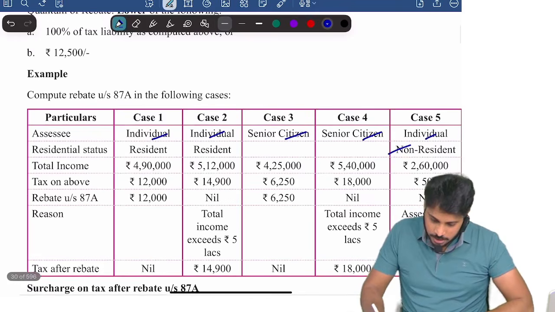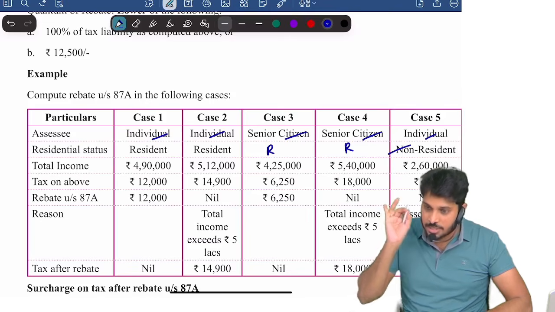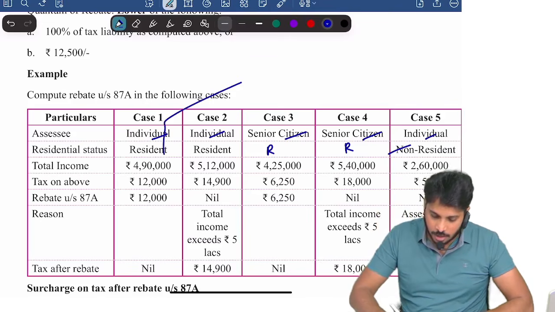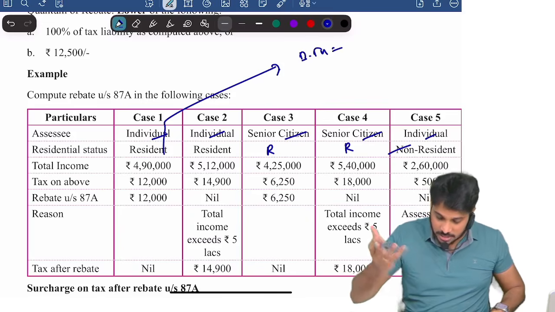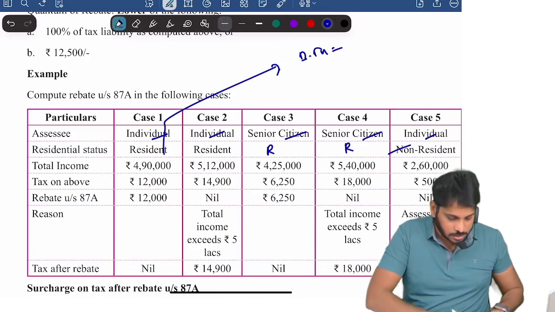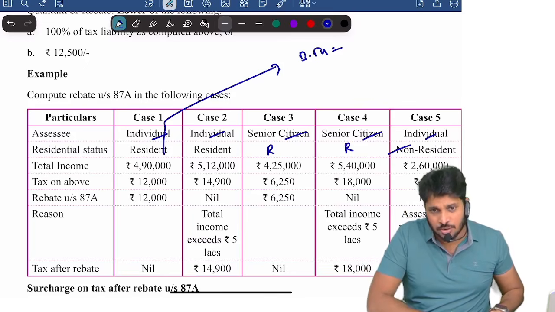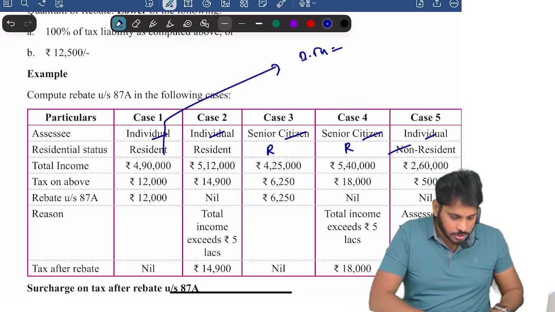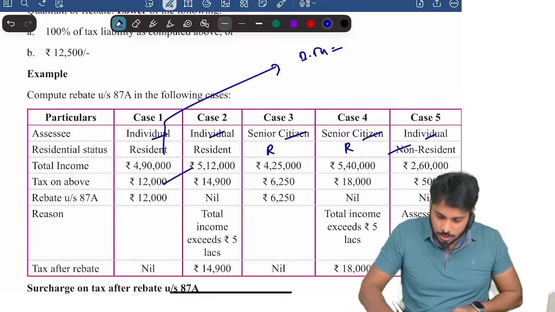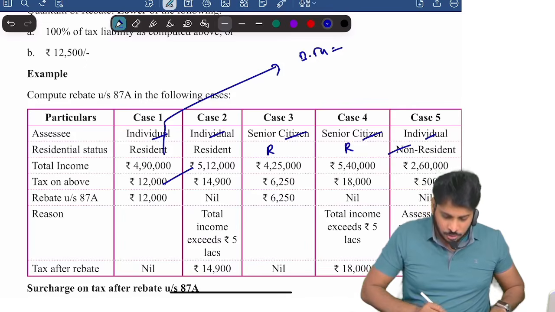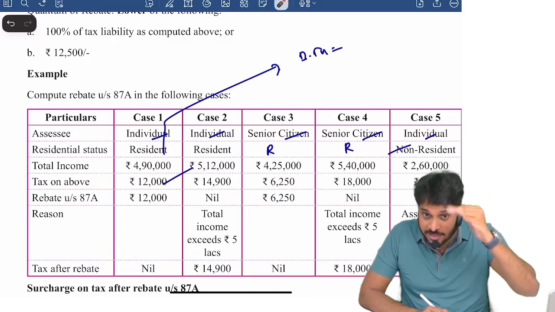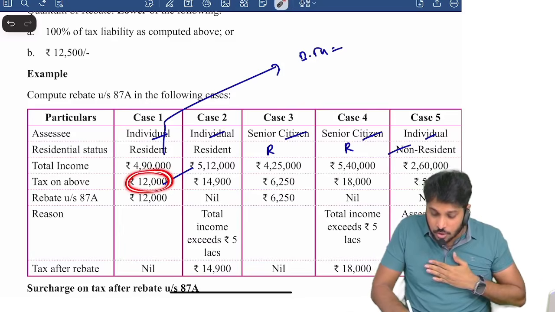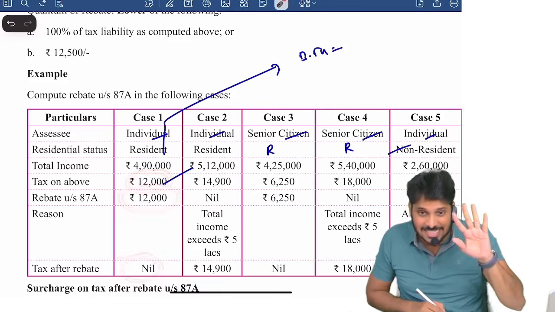Here if nothing is mentioned, we assume resident. Now tell me, on 4,90,000, what is the basic tax? 4,90,000, resident, age is not mentioned, we assume that is a normal citizen. Up to 2.5 lakh, 0. Yes or no? 2,40,000 into 5%, how much is it? 12,000, correct? Since total income is not exceeding 5 lakh, up to 12,500 rebate. Here 12,000 only tax, so 12,000 rebate. Therefore, balance tax is 0.